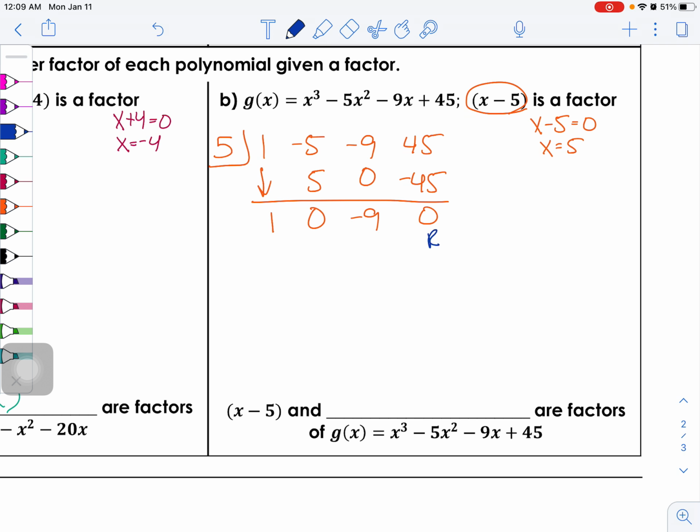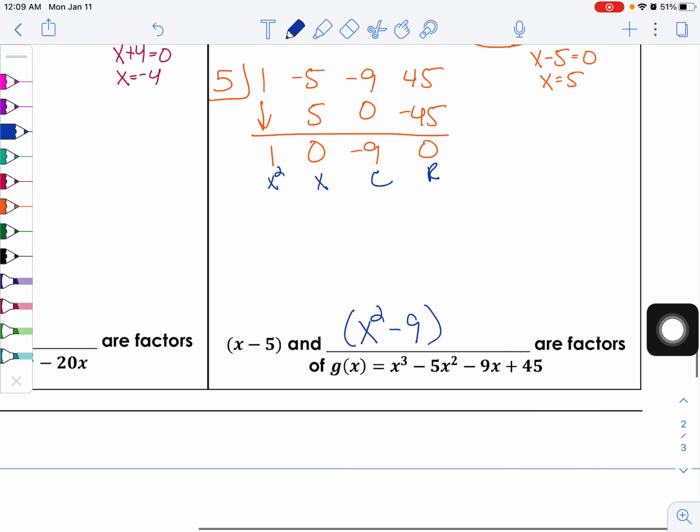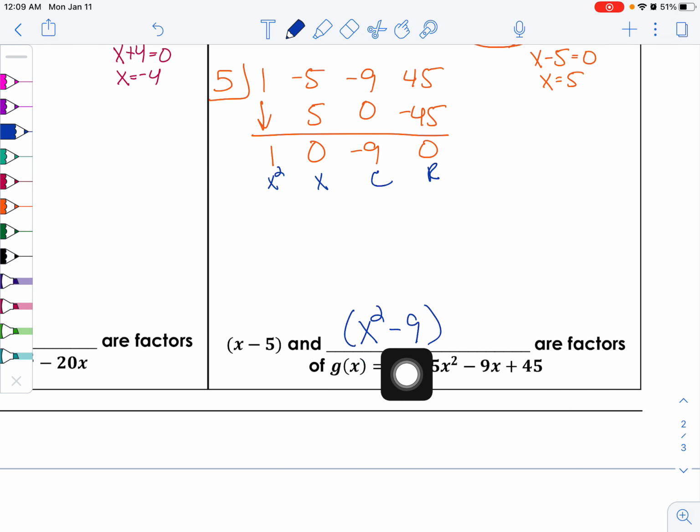Okay. So if I look at this, we've got our remainder, which is what it's supposed to be. Constant, x, x squared. Okay. So if I look at this, I already knew the x minus 5 was a factor. It's listed. The other factor is going to be x squared minus 9. So this was our x squared term. Our x term doesn't exist in this problem. Constant is negative 9. Remainder obviously is 0.